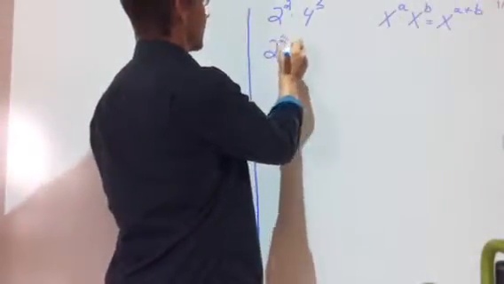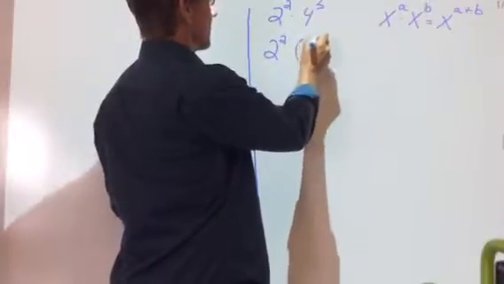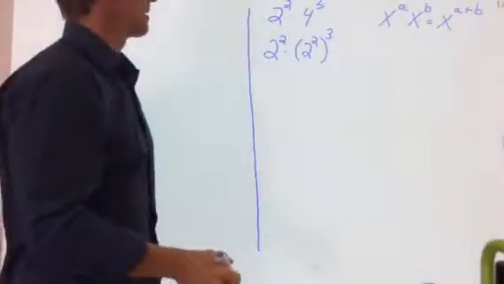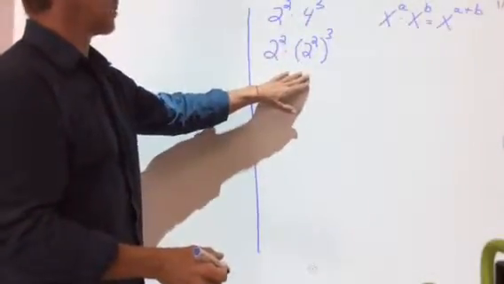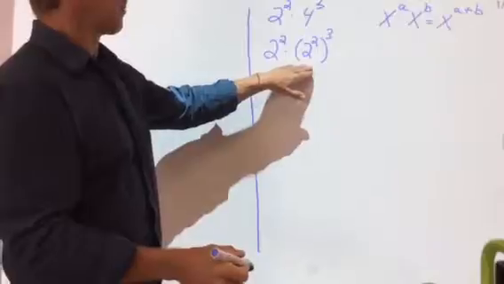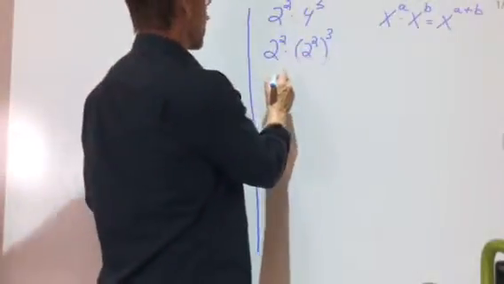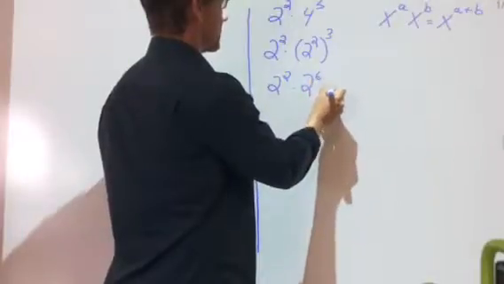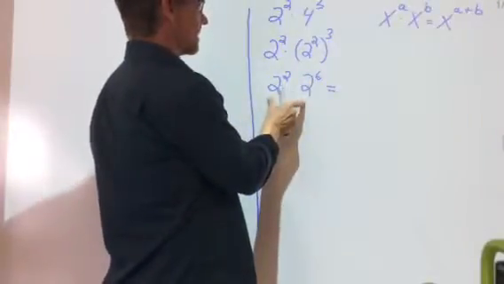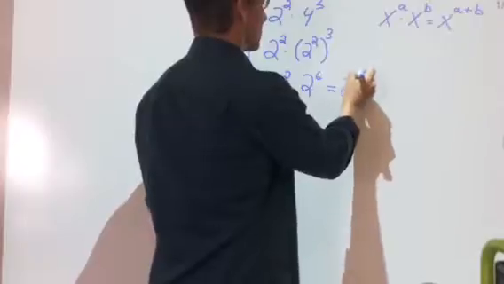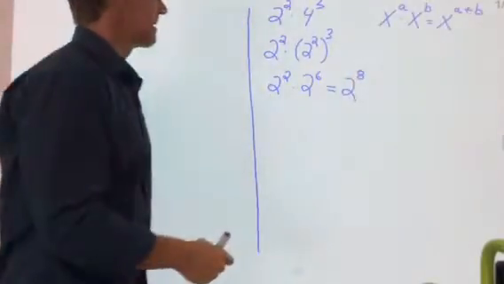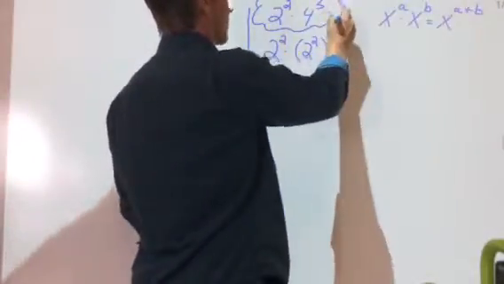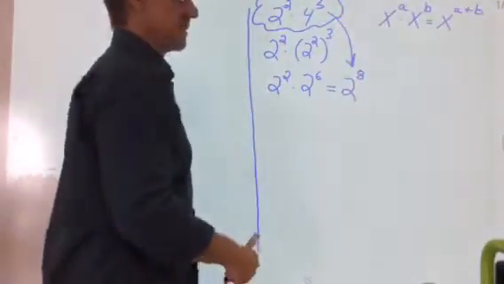I'm going to rewrite 4 as 2 squared. All I've done is replace 4 by something that is equivalent to it. Now I can use my rules of exponents to multiply these powers together. And I can see that now we have like bases. We can add the exponents. And we can see that this problem that first appeared to not be able to be simplified can be simplified.